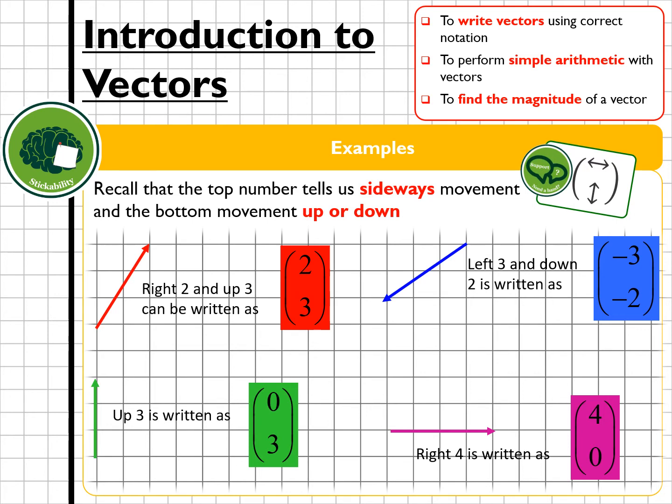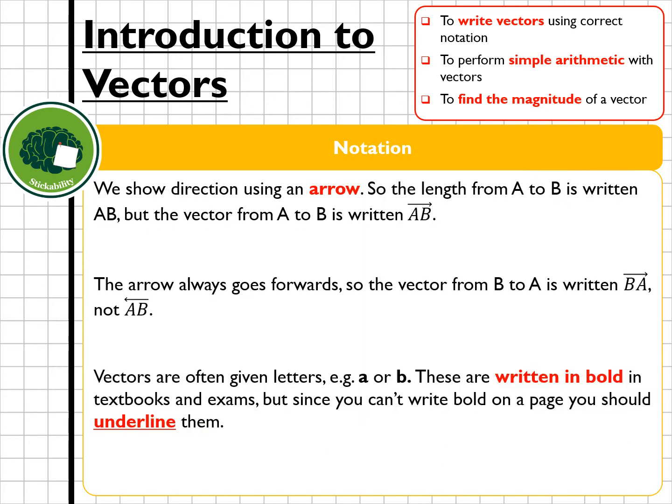The easiest way to remember that, and we looked at this when we did translation, is at the top I'm going to put a sideways arrow, and at the bottom I'm going to put an up and down arrow, just to remind myself. Now, in terms of notation, we usually show the notation using an arrow. So if I'm talking about going from A to B, I write the vector as AB with an arrow at the top. The arrow always goes forward, so if I wanted to write B to A, I wouldn't write AB and then an arrow going back, I'd write BA and then the arrow still going the same way.